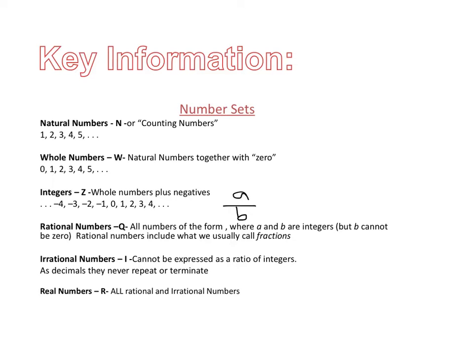Irrational numbers cannot be expressed as a ratio of integers like rational numbers can. As decimals, they are never repeating and they never terminate. So think of things like pi or square root of 2. Those are examples of irrational numbers. Real numbers are all the rational and irrational numbers. And we'll talk about non-real numbers or imaginary numbers at another time. But real numbers are basically all of these guys right here.